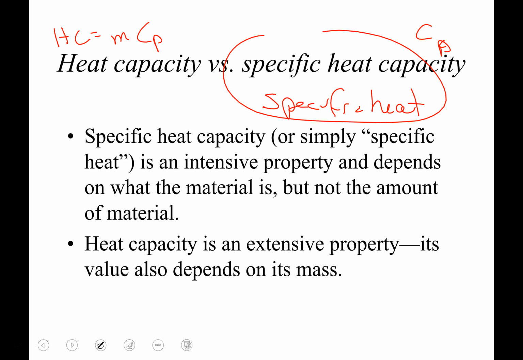So you guys were telling me about intensive versus extensive properties. Which one is extensive? Which one does depend upon the amount? Heat capacity. Yep, the whole amount right there. And this one, specific heat, is intensive. It does not depend upon amount.